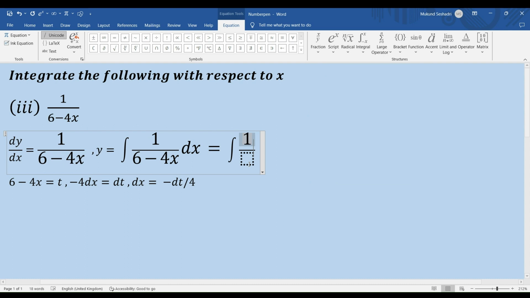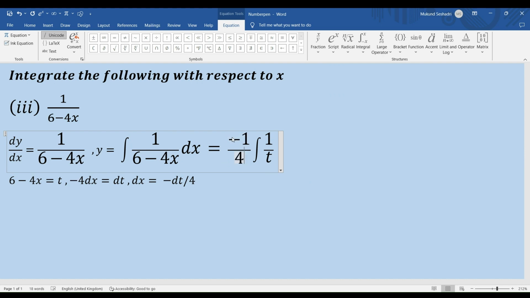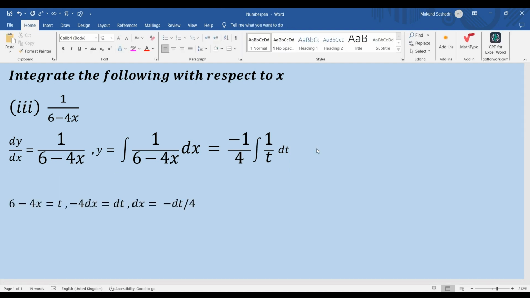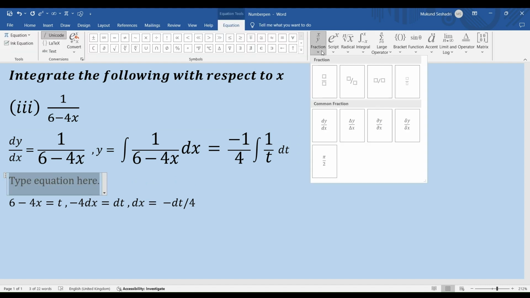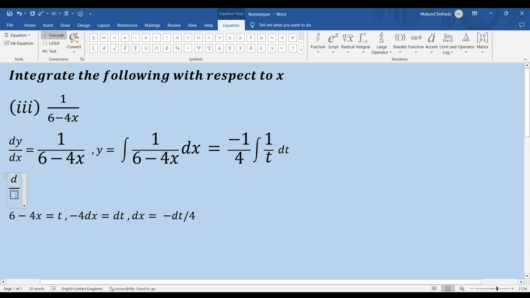So I have 1 by 6 minus 4x is nothing but 1 by t, and then dx is nothing but minus dt by 4. So I pull out my minus 1 by 4, and then I have my expression integral of dt by t. Right now, is this expression very familiar to me? The answer is yes. The reason being, I know that my d by dx of log x, right? And when I say log here, what I'm referring to is the natural logarithm, which means it is to the base e, right? D by dx of ln of x is nothing but 1 by x, right?